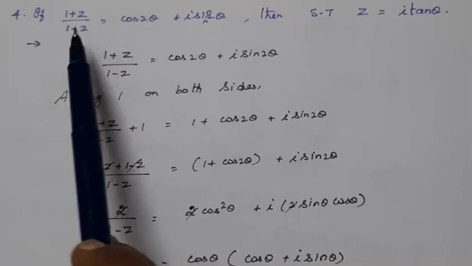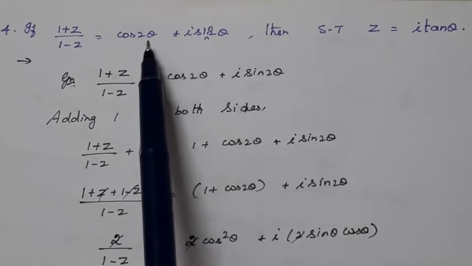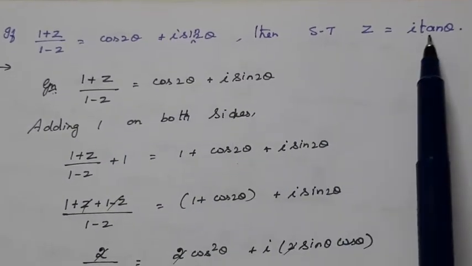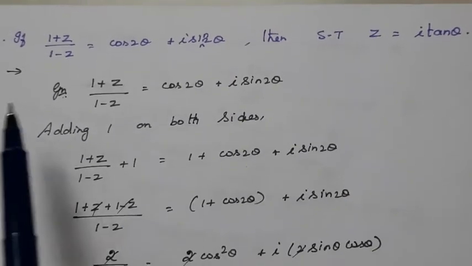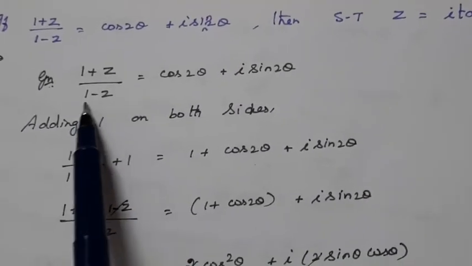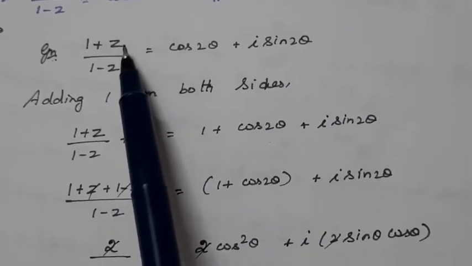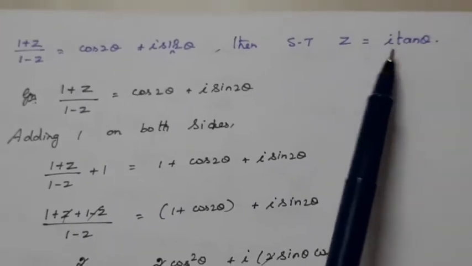Next, fourth one. If (1 plus z) by (1 minus z) is equal to cos 2 theta plus i sin 2 theta, then show that z is equal to i tan theta. Now given that (1 plus z) by (1 minus z) is cos 2 theta plus i sin 2 theta, you have to show that the value of z is i tan theta.